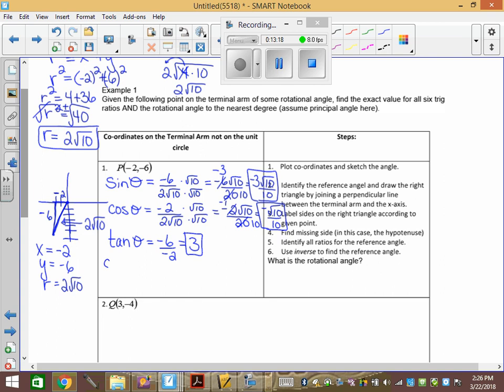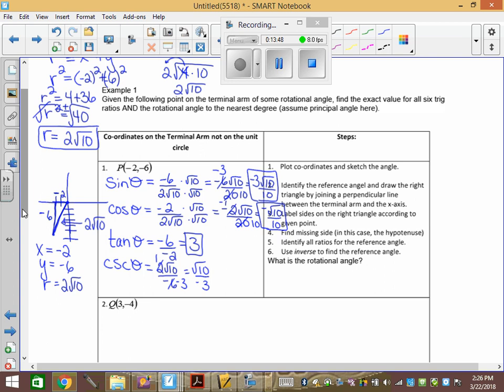Then we do cosecant. Cosecant is besties with what? Sine. And it's sine your resume. So cosecant is going to be resume your, or r over y. So 2 root 10 over negative 6. What could I do? Take the 2 out. This can become a 1. This can become a negative 3. So we're going to get root 10 over negative 3.